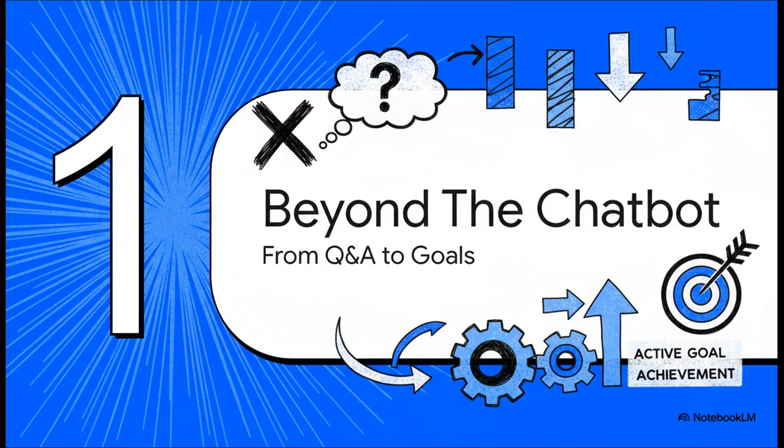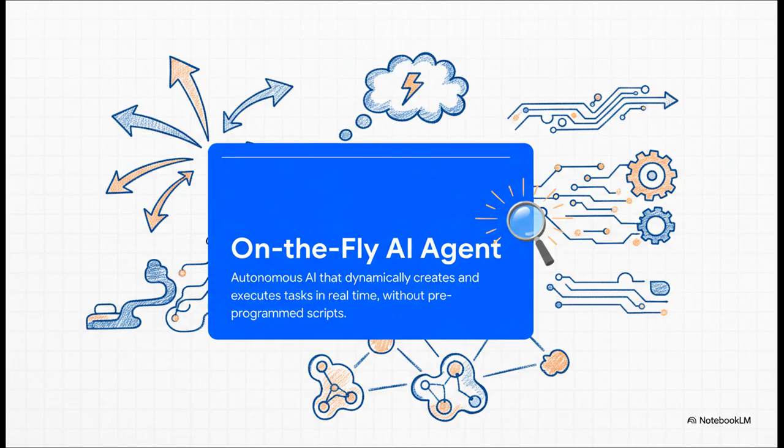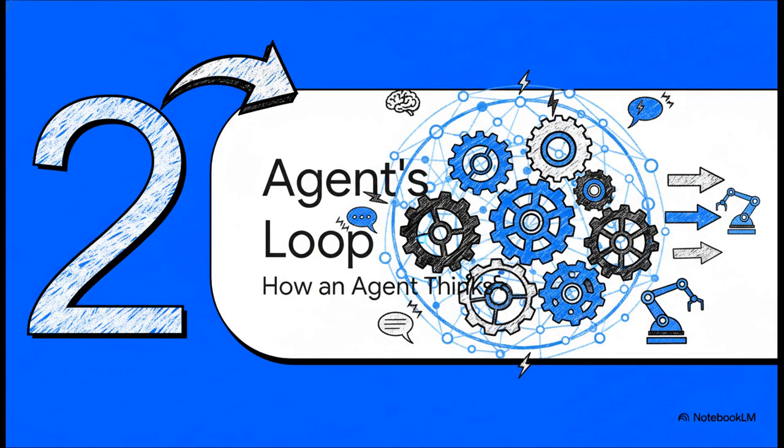We're officially moving beyond the chatbot. This is all about shifting our thinking from just answering questions to actually achieving goals. And trust me, this is where it starts to get really, really cool. So when we say on-the-fly AI agent, what are we actually talking about? Well, this isn't about an AI just following a pre-written script. No way. This is an autonomous system. You give it a goal and it figures out how to get there, all by itself, adapting in real time. It's that ability to think on its feet, to create and change its own plan, that makes these agents a total game changer.